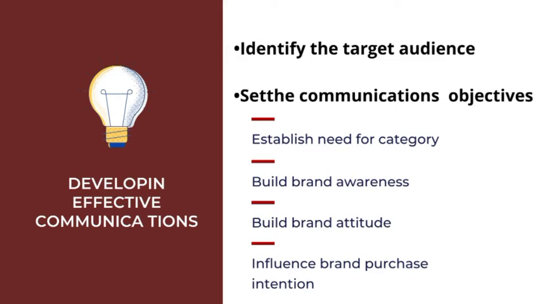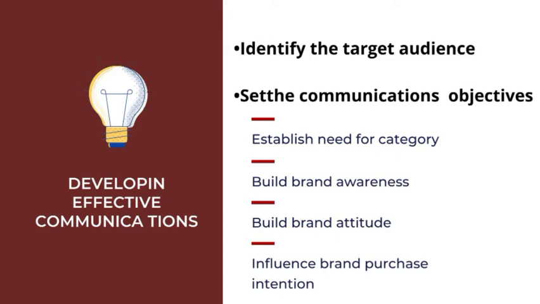And then the second step is determine objectives, or set communication objectives. You can see on your screen, the marketer can set communication objectives at any level of the hierarchy of effects model. You can see establish need for category, and then build brand awareness, build brand attitude, influence brand purchase intention.